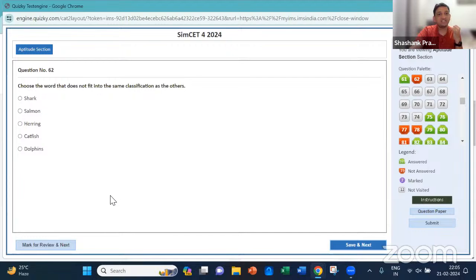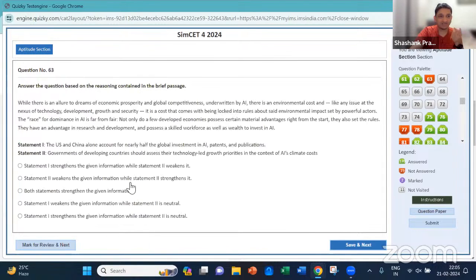Oh, okay. Shark, salmon, herring, catfish, dolphins. Does not fit. I think it's dolphins, if I'm not wrong, because they are mammals, I believe. Not sure. If I'm wrong, then I'm wrong. Can't do anything about it.